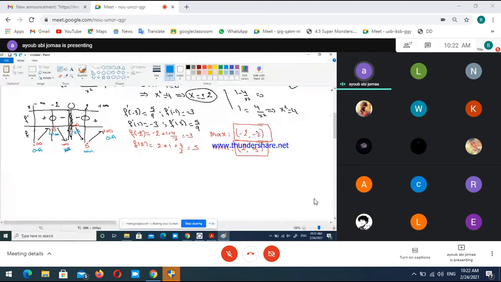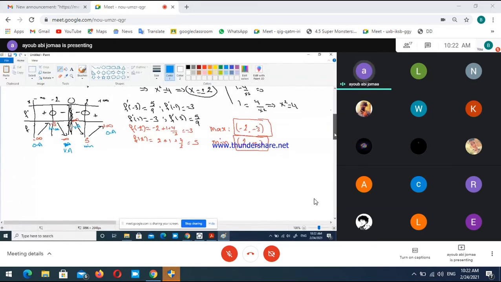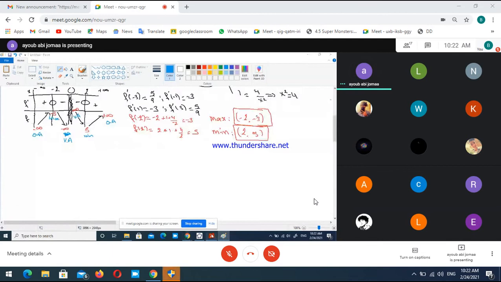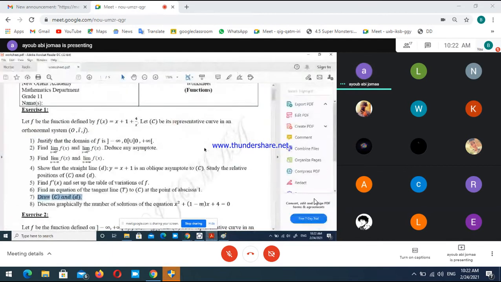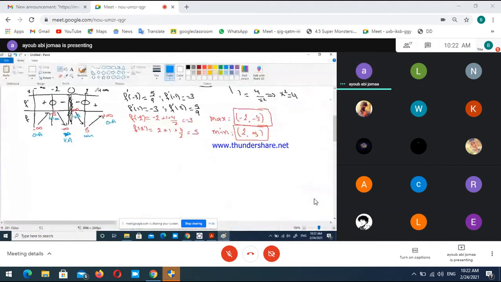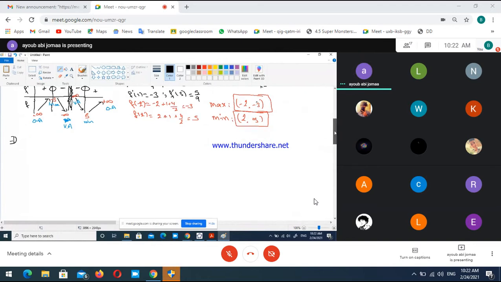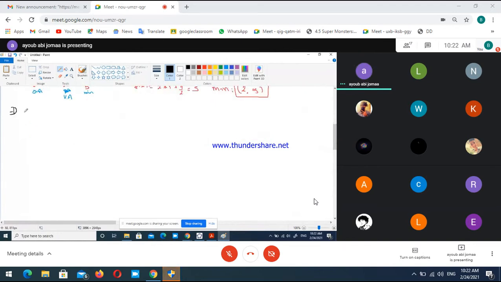This is the vertical asymptote, VA. Okay. Now the sixth part. Find an equation of the tangent line to the curve of abscissa 1. The same equation. Part 7. Equation of tangent line at point of abscissa 1. So here A is 1. A is equal to 1.